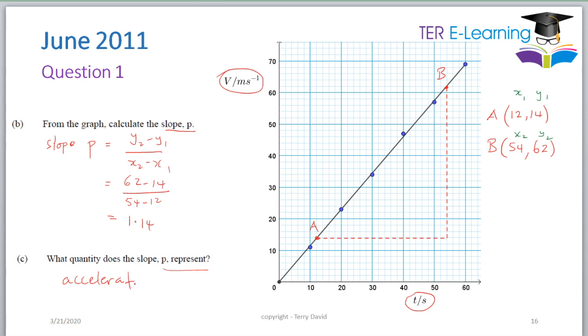So acceleration is correct, right? So P represents the acceleration. So if they had asked me for a unit, the unit for this should be meters per second squared, right? Sometimes they ask you for the unit when you work out the slope. You need to look at your units on your axes in order to do that.